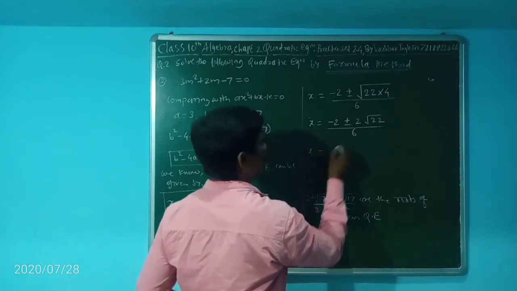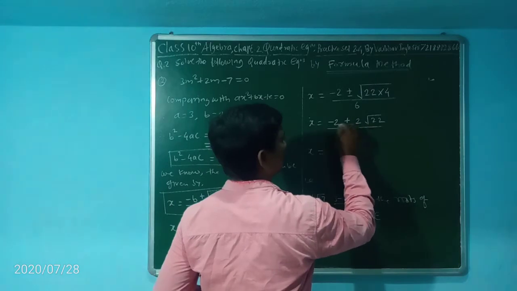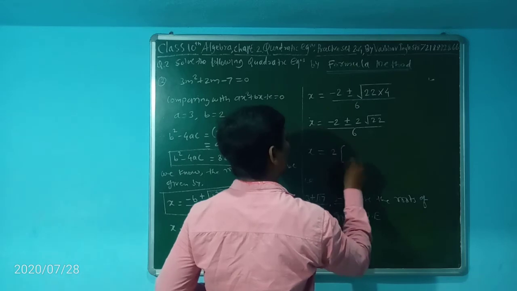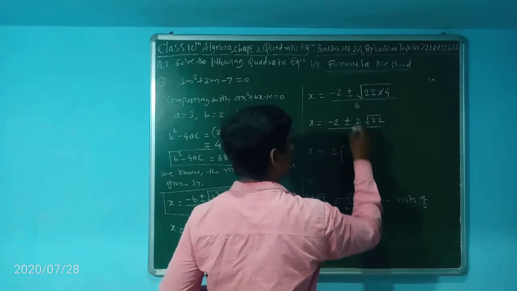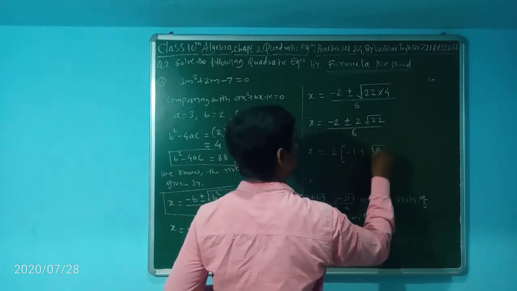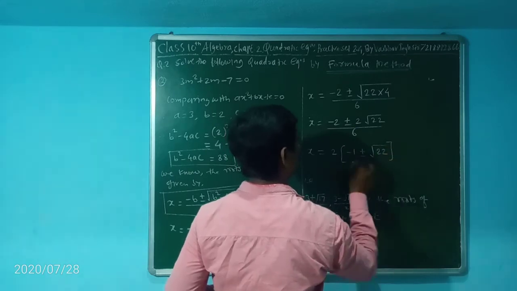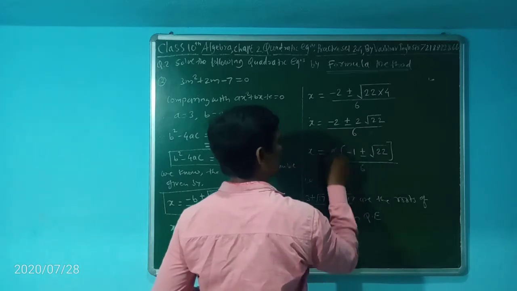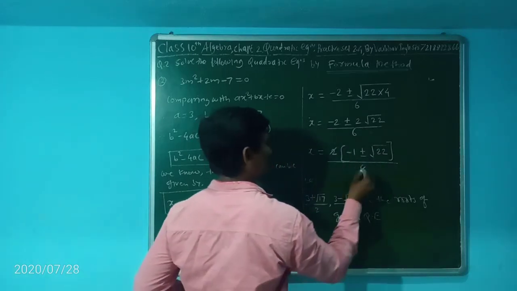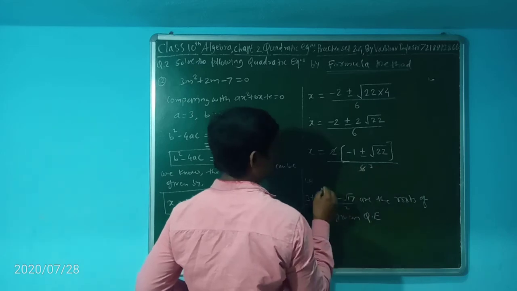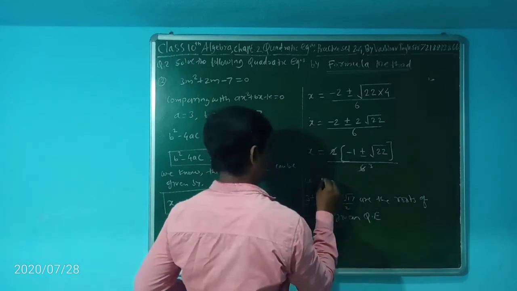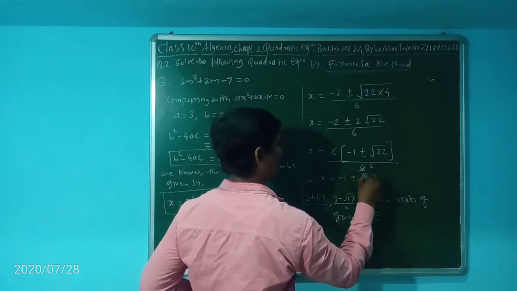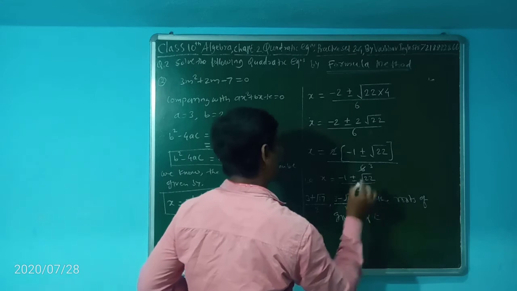Now you can take 2 common from both the terms. So if you take 2 as common, it will be minus 1 plus minus under root 22, and whole divided by 6. Okay, so this 2 and 6 will get cancelled with 3, that is x is equal to minus 1 plus minus under root 22 by 3.